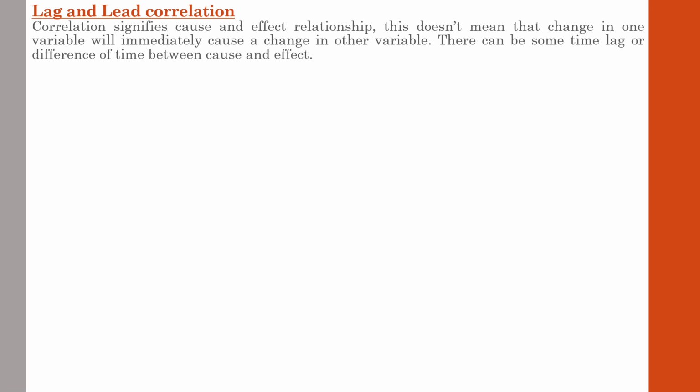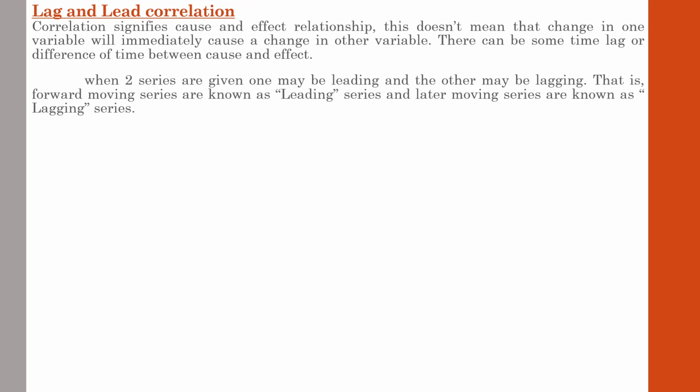So when two series are given, one may be leading and the other may be lagging. In other words, forward moving series are known as leading series and following or later moving series are known as lagging series. Thus, we can estimate lag and lead by plotting the same details on a graph. Regarding the graphical representation of lag and lead, we are not going into that part. We only deal with the computation and the lag and lead concept. So I hope you understand the concept.